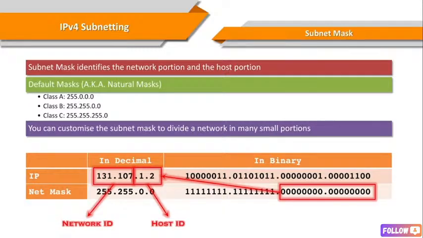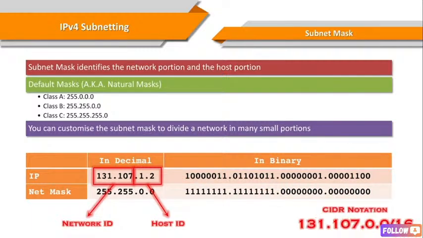Now you can customize the subnet mask to divide a network into many smaller portions. So here's a little brain tingler for you. The network ID may be expressed in classless interdomain routing, or CIDR, notation, written as the first address of a network, followed by a slash character, and ending with a bit length of the prefix. So in our example, 131.107.0.0/16 is the prefix of the IPv4 network starting at the given address, having 16 bits allocated for the network prefix and the remaining 16 bits reserved for host addressing.